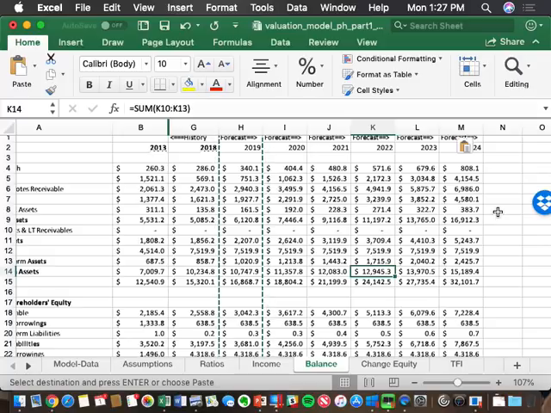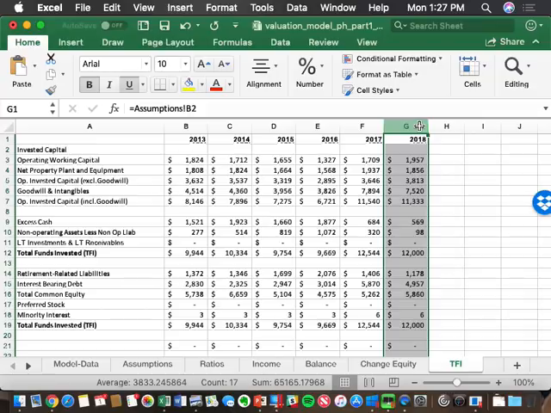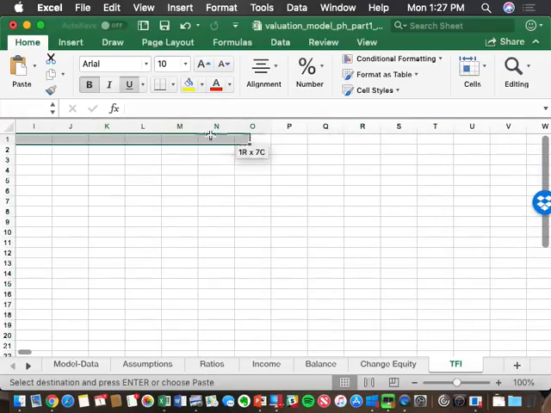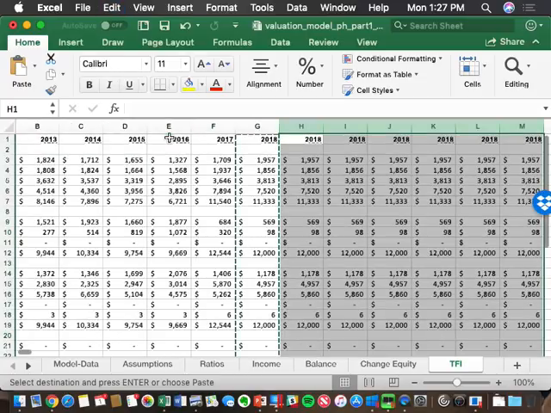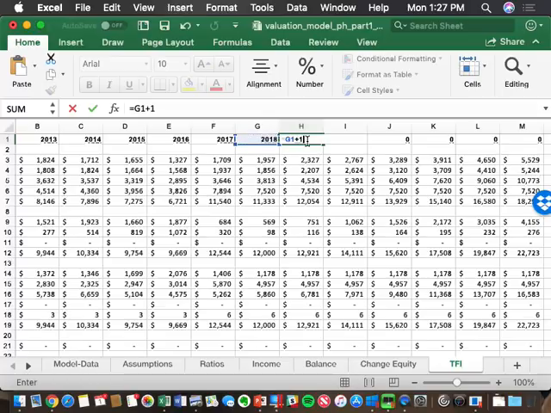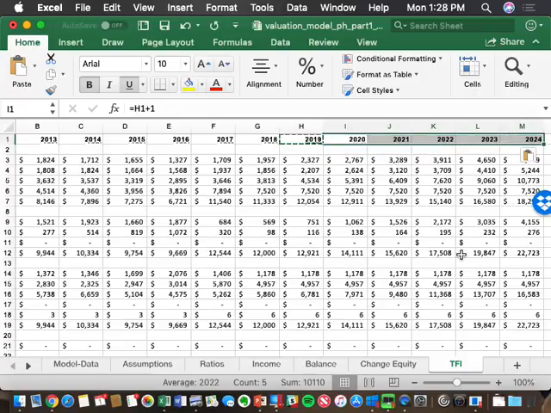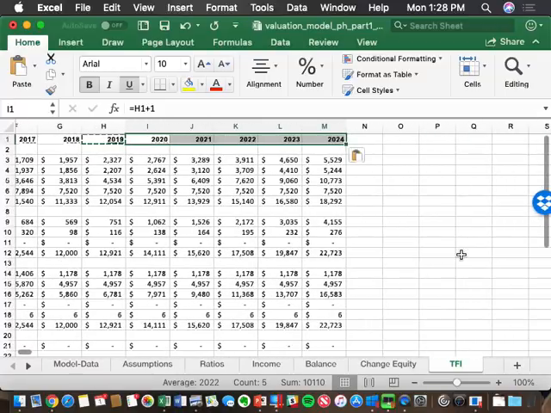Okay, now for the cool thing that didn't happen to you on your midterm exam. Let's go to TFI. Take 2018, select column G, copy the whole column, and then select H through M and paste. You'll need to do relative references for years, equal previous year plus 1, and you'll need to copy these years forward through column M, 2024. But you now have balancing forecasted TFIs going through 2024.